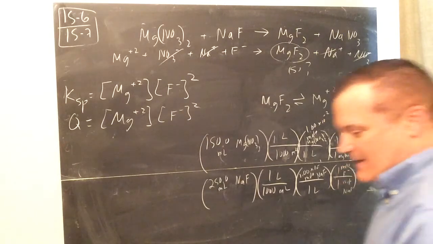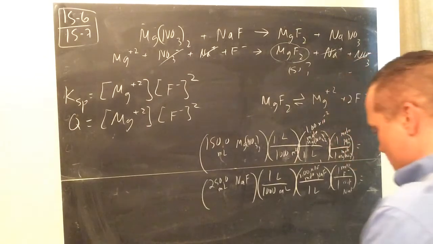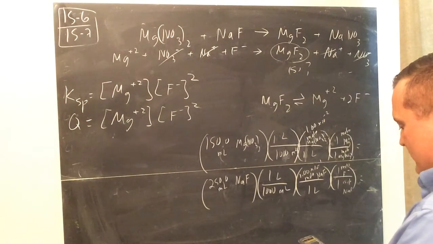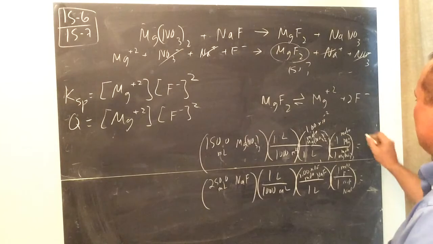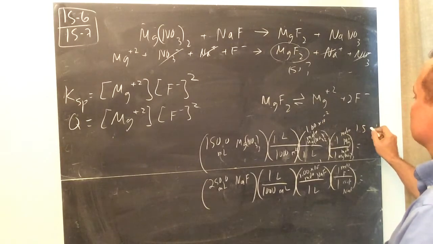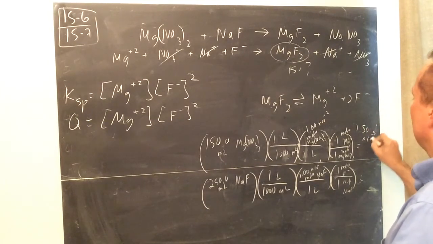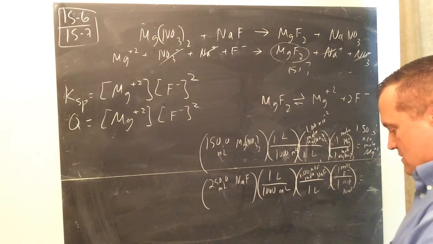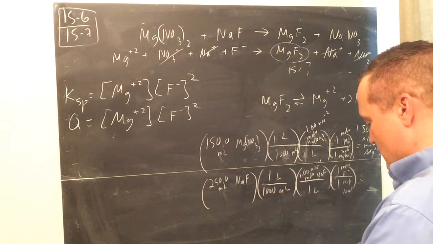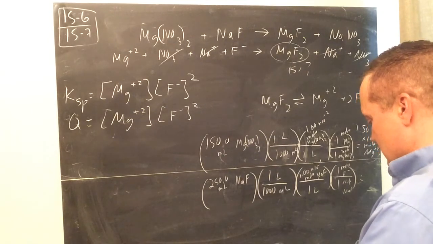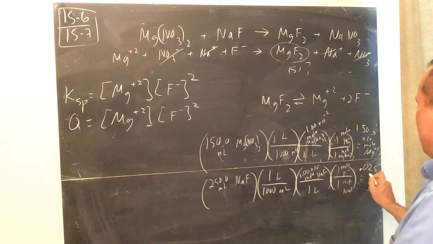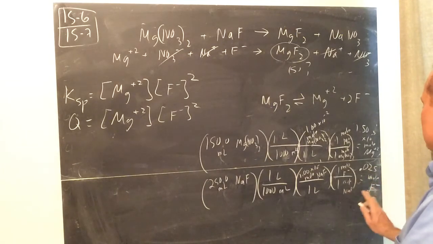Okay, so let's get that math right there. 150 times 1 times 10 to the negative 2 divided by 1,000. It's 1.50 times 10 to the negative 3 moles of Mg plus 2. 250 times 1 times 10 to the negative 1 divided by 1,000 is 0.025. So I'll put 0.025 moles of F negative. Let me double check my math.